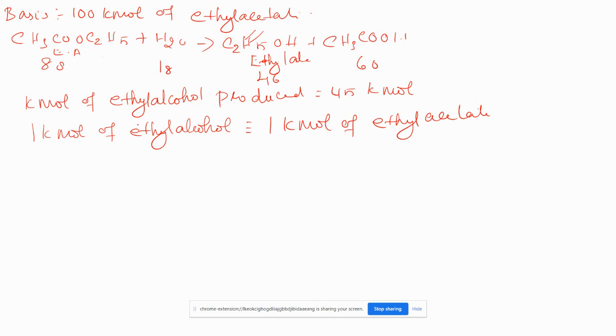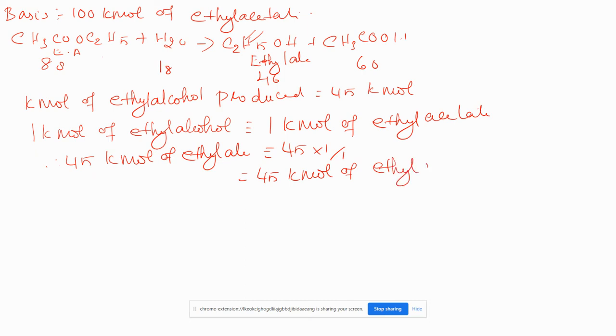So now, they have given us 45, therefore for 45 kilomole of ethyl alcohol, with a 1 to 1 relationship, you will have 45 kilomole of ethyl acetate reacted. Okay, so now the percentage conversion.